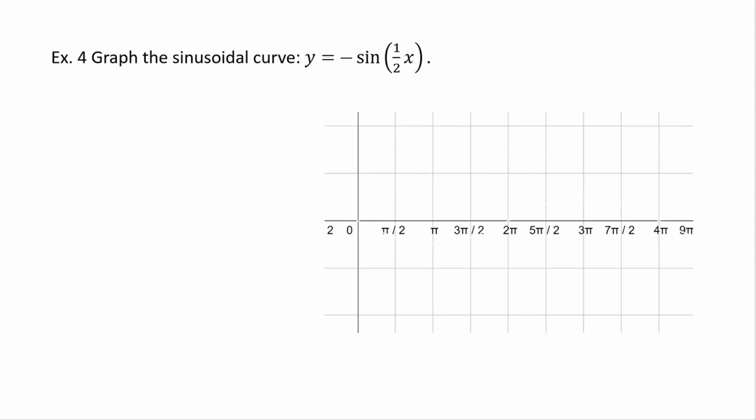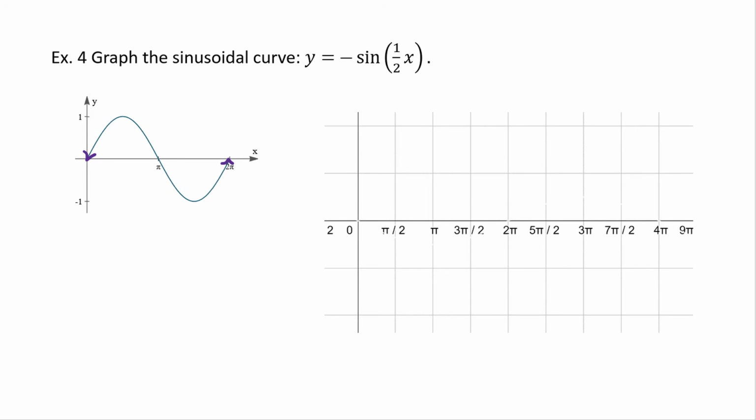Graph the sinusoidal curve y equals the negative of the sine of 1/2 x. We begin with the base curve of y equals sine x and then make the necessary transformations. One period of the basic sine curve can be sketched between 0 and 2 pi. We'll begin at 0, 0, increase to 1 as we move from 0 to pi over 2, decrease to 0 as we move from pi over 2 to pi, continue to decrease to -1 as we move from pi to 3 pi over 2, and then increase back up to 0 as you move from 3 pi over 2 to 2 pi. That's one period of the sine curve.